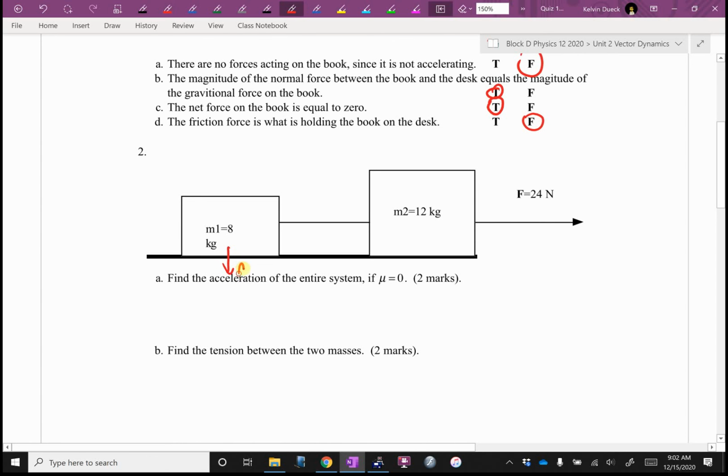Number 2, find the acceleration. This is a job for a free body diagram. So I have M1G, normal force number 1 to go with mass number 1, tension, M2G, normal force number 2 to go with mass number 2, tension this way, and F applied this way. Who's winning? F applied.